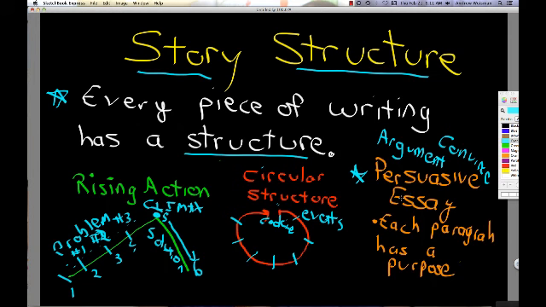And in this type of writing, each paragraph has a specific purpose. And we'll get to these types of structures, rising action, circular structure, and persuasive essay in more detail in future videos.